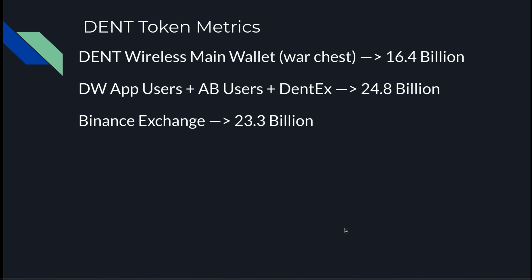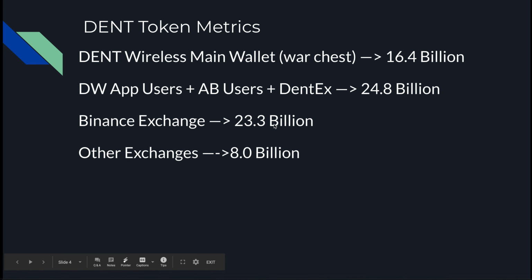And then at any given point of time we have roughly 23.3 billion tokens within the DENT Binance exchange. And then we have other exchanges like KuCoin, OKX, and other cryptocurrency exchanges that account for roughly 8 billion. So roughly at any given point of time, the volume of tokens circulating is around 31.3 billion tokens. That's a pretty huge number.